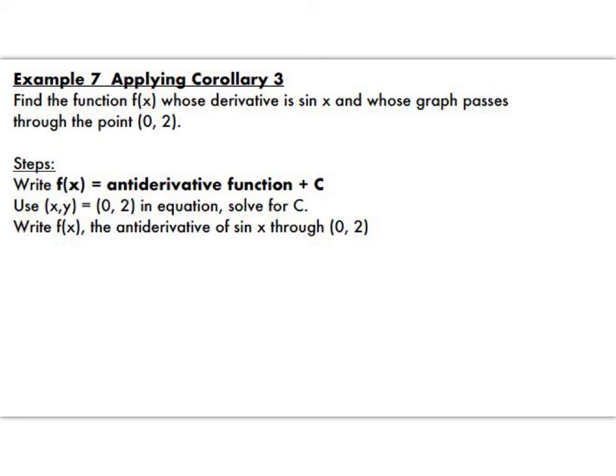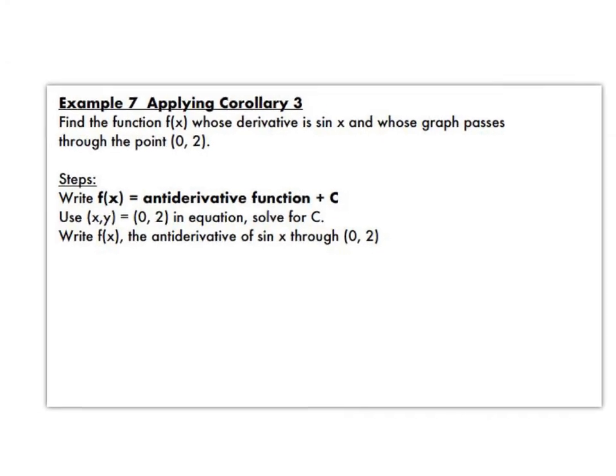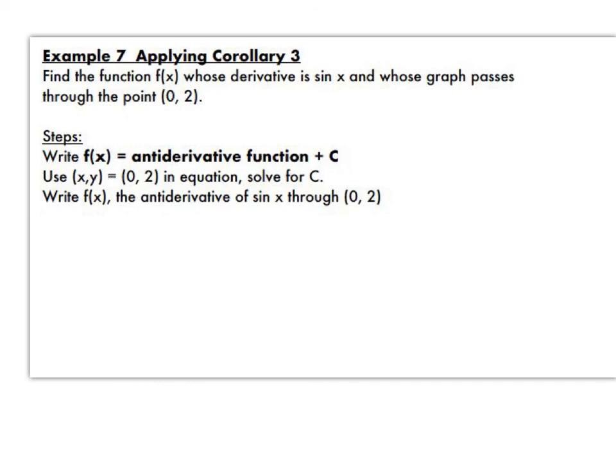Okay, now what if I wanted you to find the antiderivative function whose derivative is sine and whose graph passes through the point (0, 2)? All right, the steps are pretty easy here. We're going to find the antiderivative function, we're going to sub in 0 and 2, and then we're going to solve for c. So let's see if we can figure this out. Okay, we know that little f of x is going to be sine x. So our antiderivative has got to be negative cosine of x plus c.